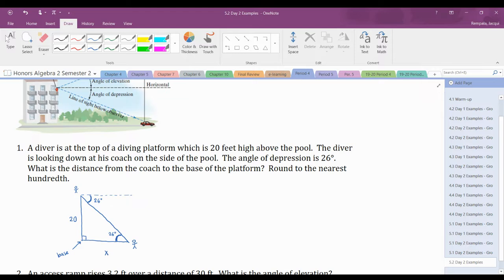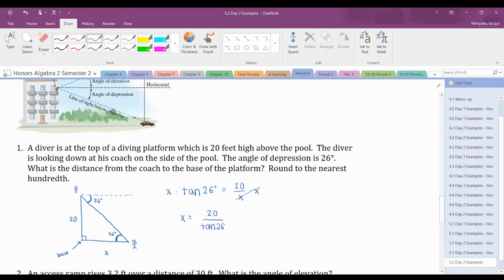So thinking about SOHCAHTOA, 20 is across, or opposite, from that 26-degree angle down at the bottom, and X is the side that we want to find. It's a leg, so we're using tangent because the hypotenuse is not being used. So the tangent of 26 degrees is going to equal 20 divided by X. I'll have to get rid of the division by multiplying both sides by X. But then we don't have X by itself. To get X by itself, I need to divide by the tangent.